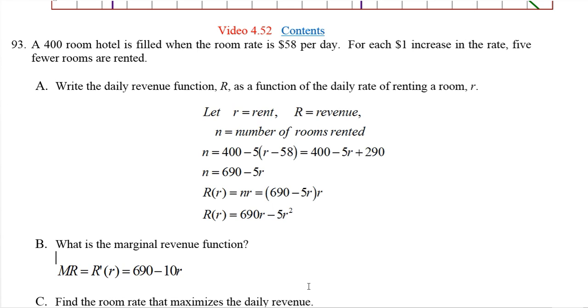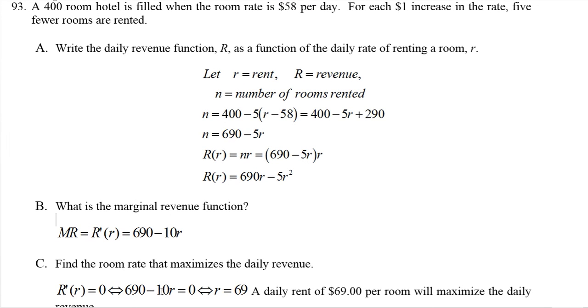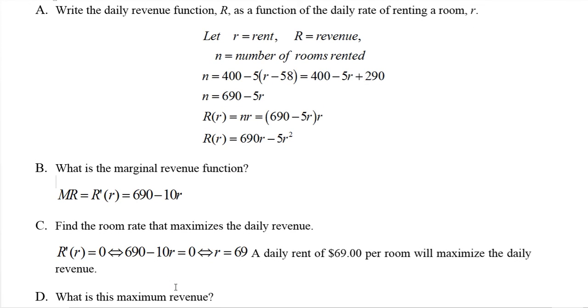So what room rate maximizes the daily revenue? Well, press pause, you do it. Now what you should do is take that derivative, set it equal to 0, and solve. So we add 10r to both sides and divide both sides by 10. r is 69. And so a daily rate of $69 per room will maximize the daily revenue. The question now is, at that point, how many rooms are rented, and what is that maximum daily revenue?